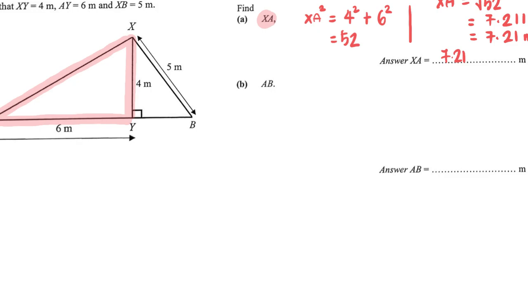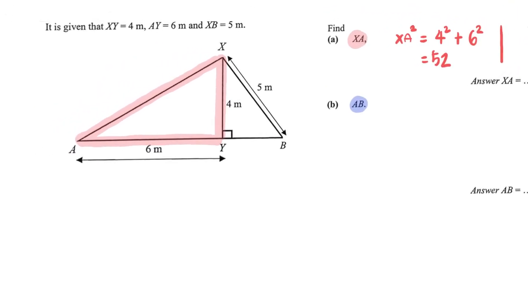Next, looking at the AB, which will be this whole length, it is important for us to take note that we just need to find BY or YB. Again, then I will have to focus on my green color triangle. So that would be my first step.